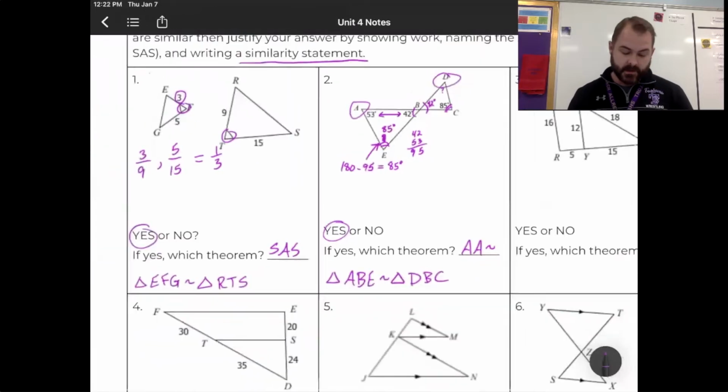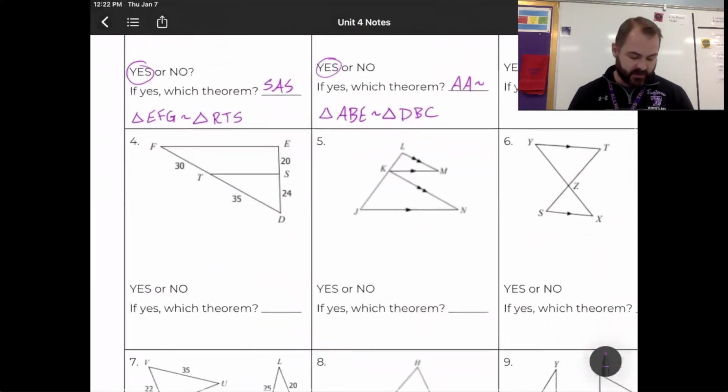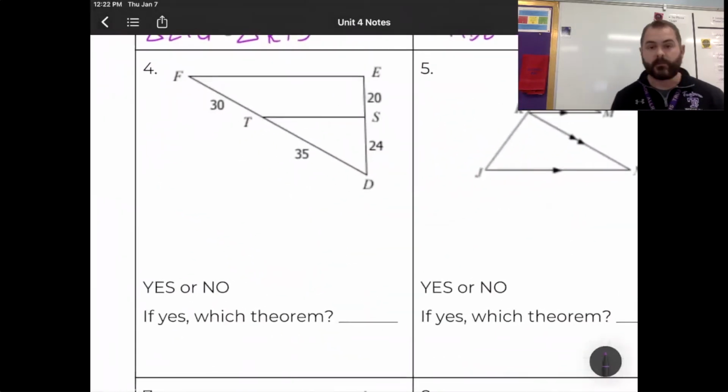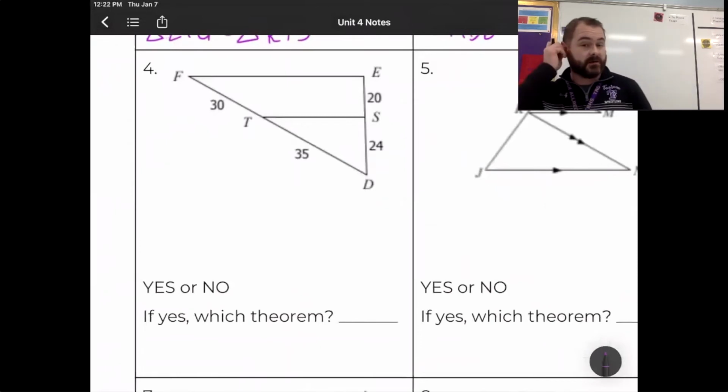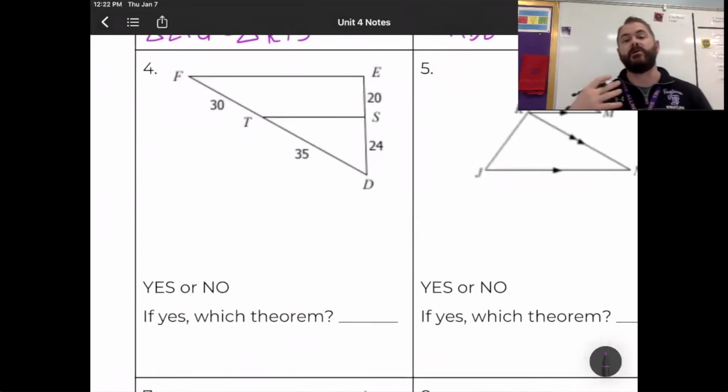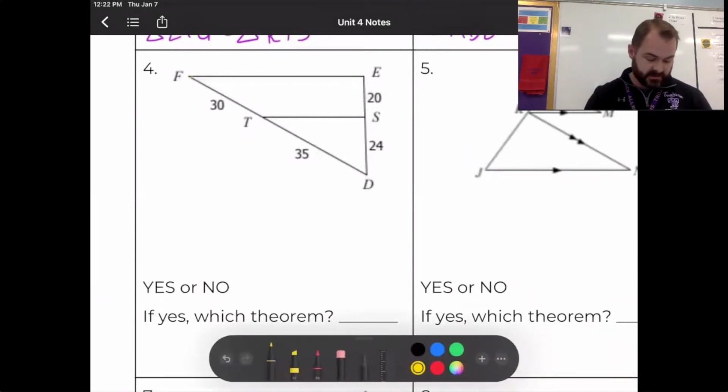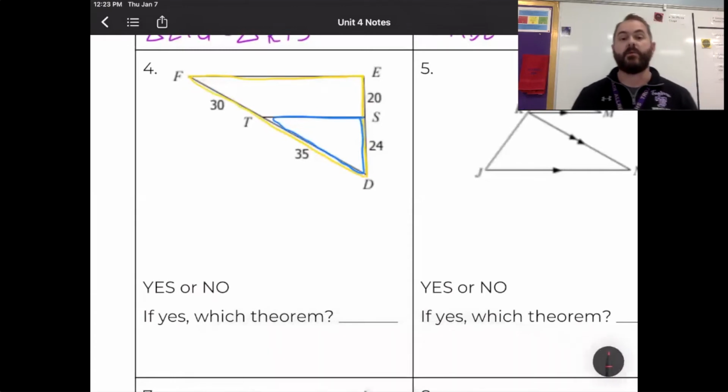Okay. All right, we're going to skip number 3 for now. We're going to go down and take a look at number 4. All right, on number 4, we've got two triangles, but you want to be careful when we are using these overlapping triangles. We do have two triangles that share a side, share an angle. Okay, they share angle D. So there's the bigger triangle. Here's the smaller triangle.